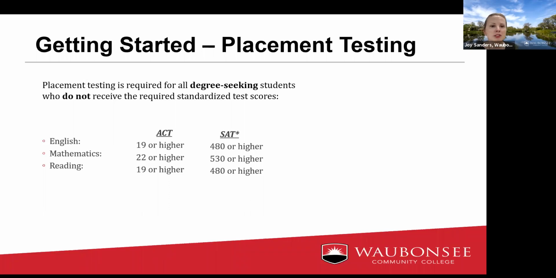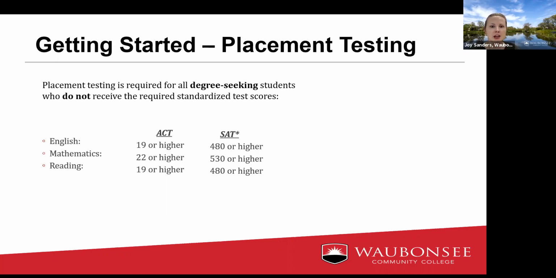So to be able to use your ACT or your SAT, and again, this is for all students who are degree seeking. If you took the ACT, we would like for you to have a 19 or higher on the English and the reading section. And 19 or higher on those two sections will say to us that you are college ready. We will place you into a college level English class. On the math section, we want you to have a 22 or higher. So on the ACT, 22 is what tells us you're college ready for math.